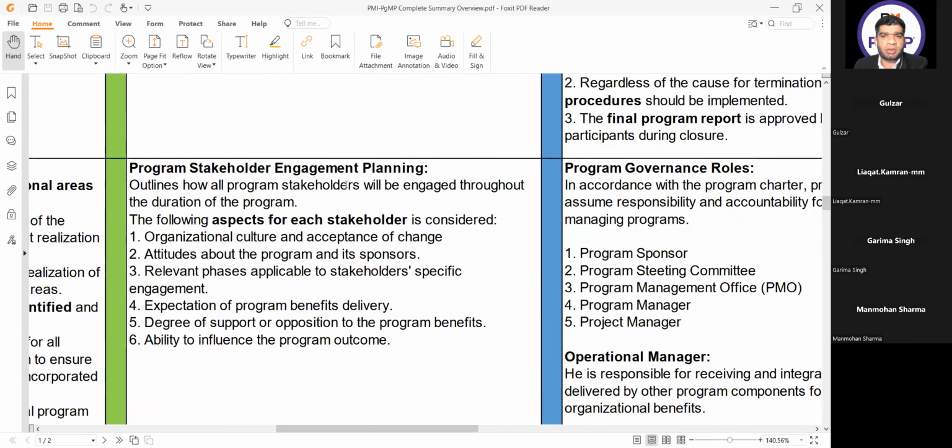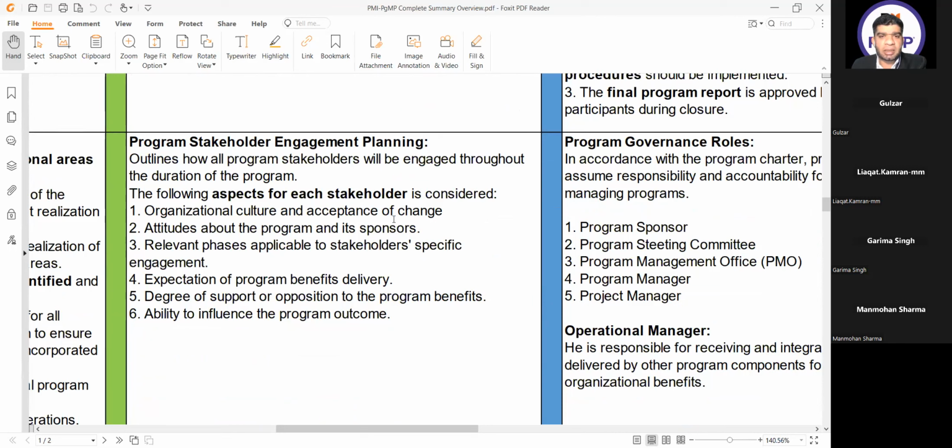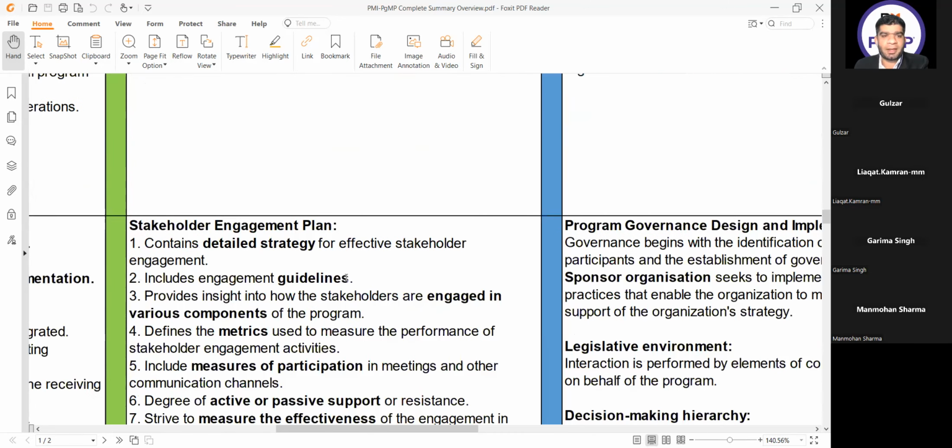Then we do program stakeholder engagement planning. It outlines how all program stakeholders will be engaged throughout the duration of the program. The following aspects for each stakeholder are considered: organizational culture and acceptance of change, attitudes about the program and its sponsors, relevant phases applicable to stakeholders, specific engagement, expectation of program delivery, program benefit delivery, degree of support or opposition to the program benefits, and ability to influence the program outcome.